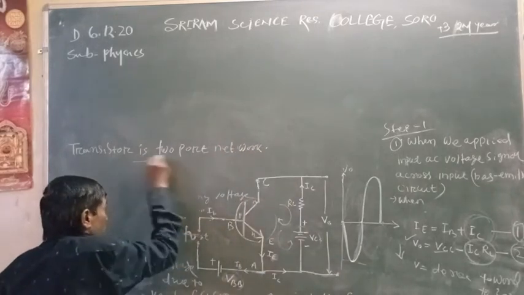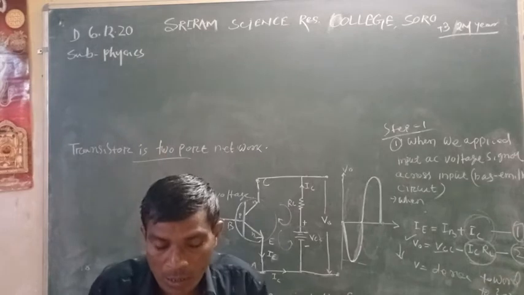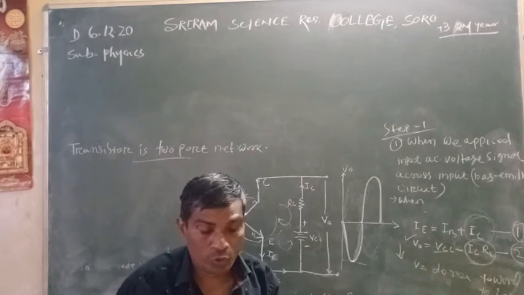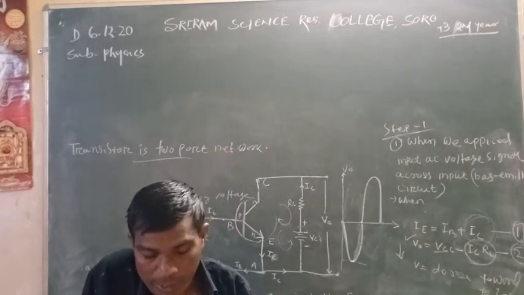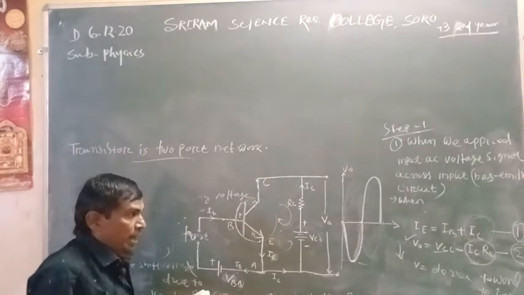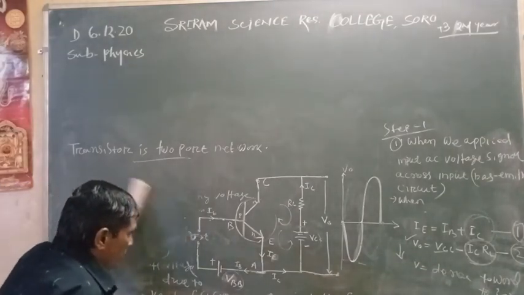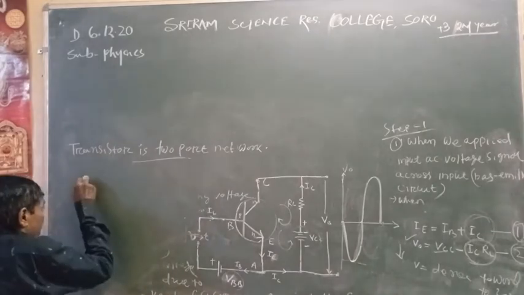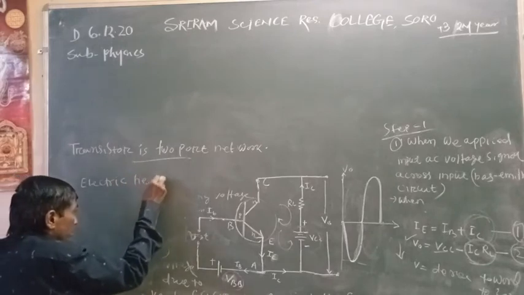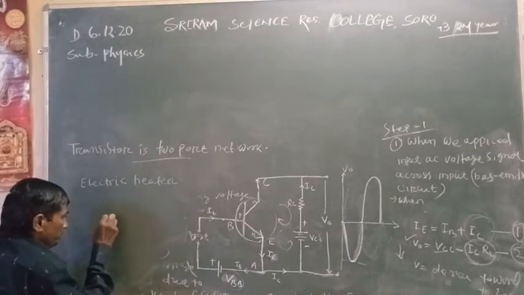Now first we consider what a two-port network is. First we consider what a port is. In any linear circuit, there will be a connector. Suppose an electric heater. Now this is the coil.